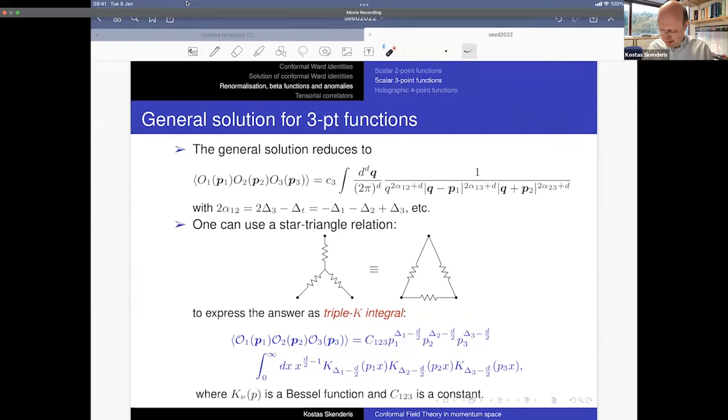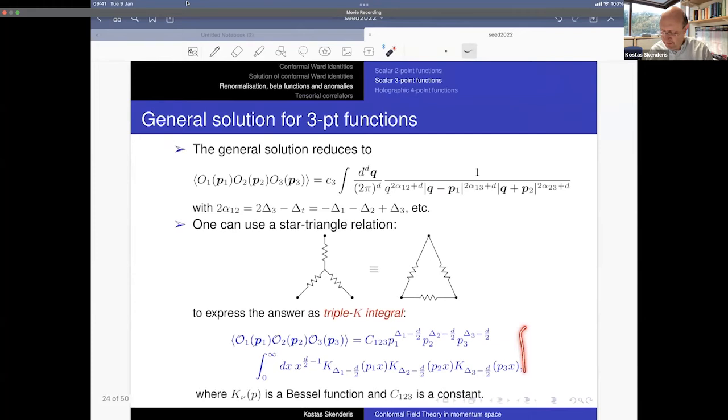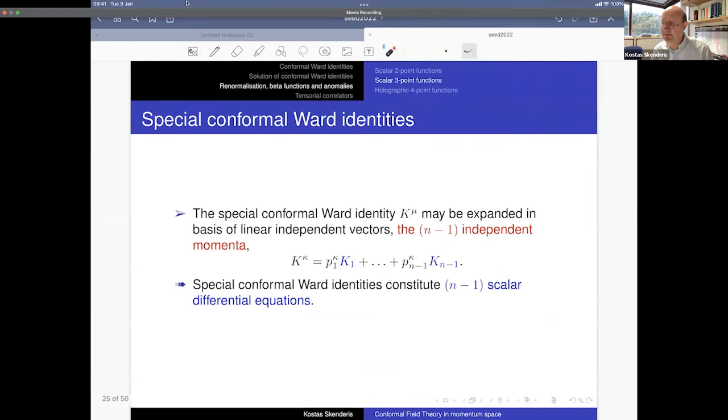I will discuss the properties of this triple K in a minute. Now, here are a few additional comments about how this solution was obtained. One advantage of momentum space is that if you have a vector quantity like the generator of spatial conformal transformations, then there is a basis in which to expand your expression, because the momenta are linearly independent of one another. So Lorentz invariance on its own means that a vectorial quantity can be expanded in the momenta, and the coefficients that multiply the momenta are linearly independent quantities.